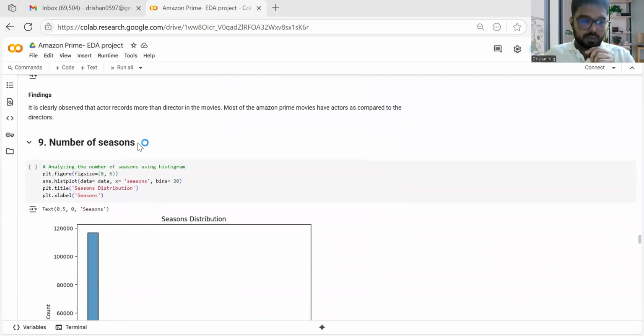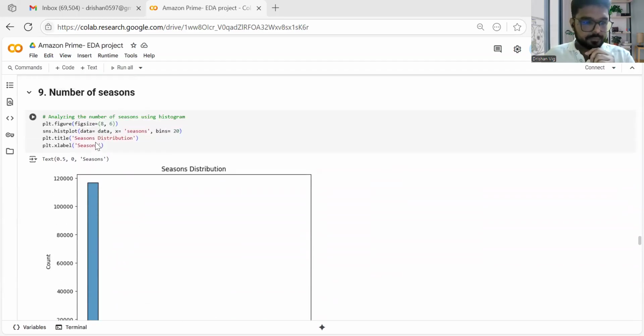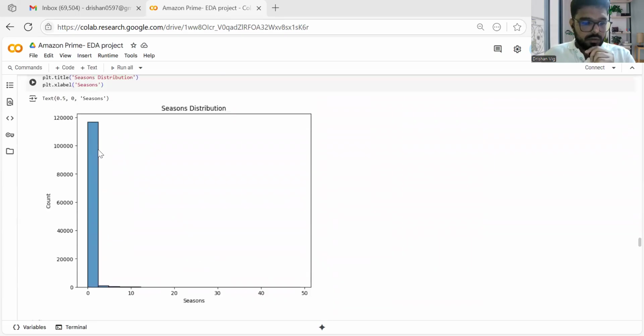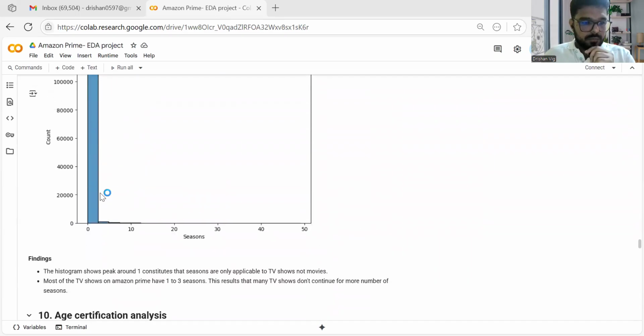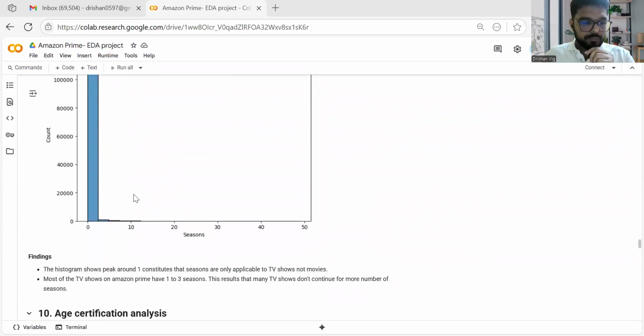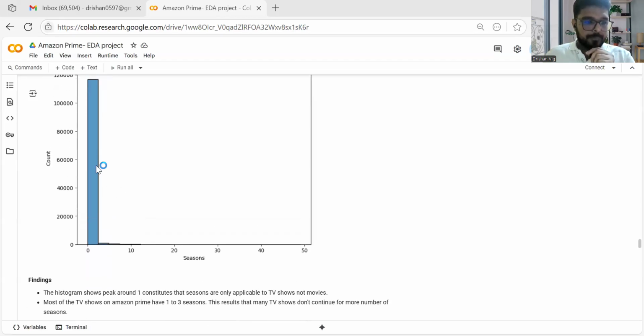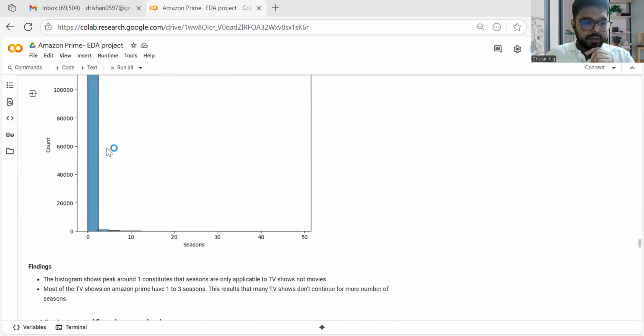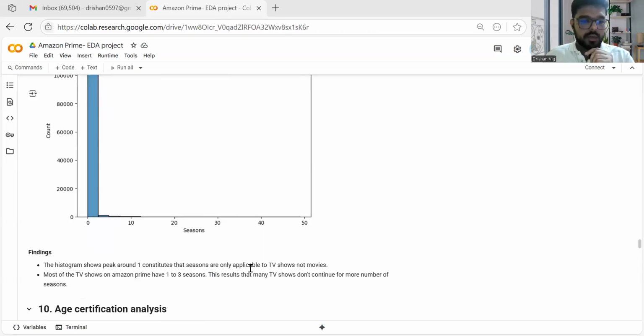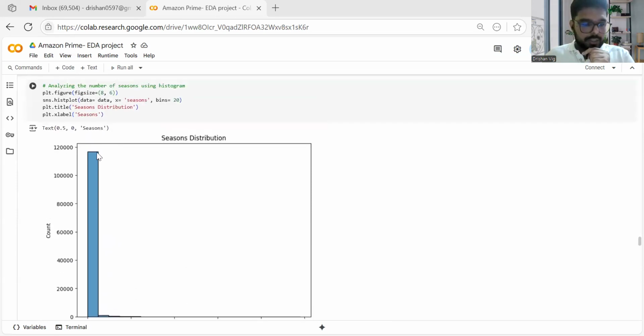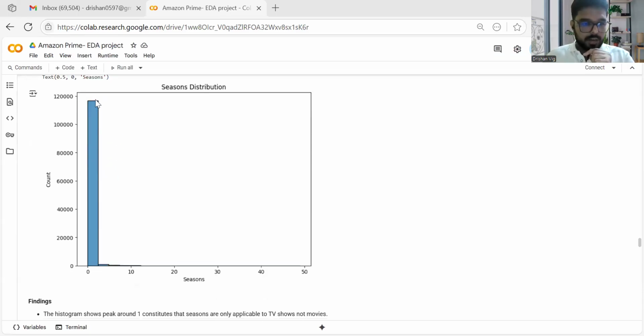Now it's time to analyze the number of seasons. Okay, so this is basically the histogram. So yeah, the peak is at 1. Okay, yeah. So this histogram shows a peak around 1, which indicates that seasons are only applicable to TV shows, not movies, because movies are unique, right? So the peak is higher in terms of TV shows, not movies, right? And it's 1.